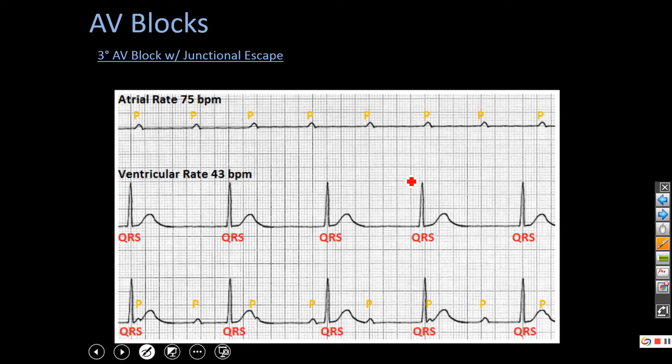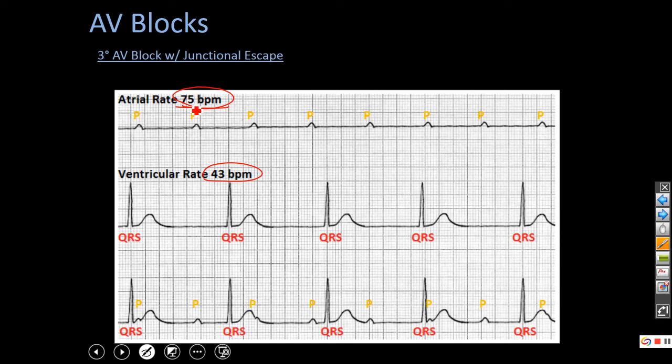Now, this could be a very confusing rhythm for people because it's hard to separate the two rhythms in your mind. You have atrial rate up here of 75 beats per minute, but none of those impulses are reaching the ventricles. So the ventricles are forced to pace on their own, paced by, in this case here, the bundle of His, at a rate of 43 beats per minute. So two very different rates. The ventricular rate is going to be slower, and they're pacing independently of one another.